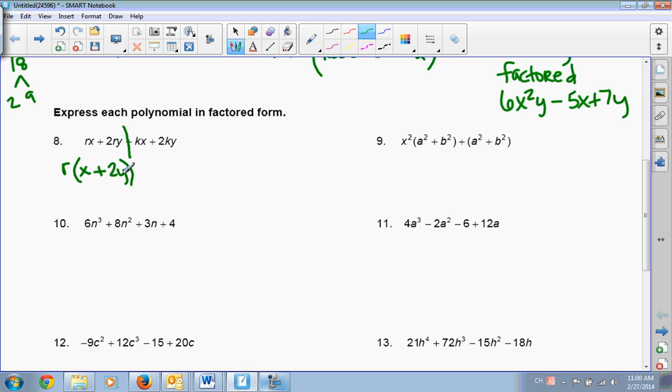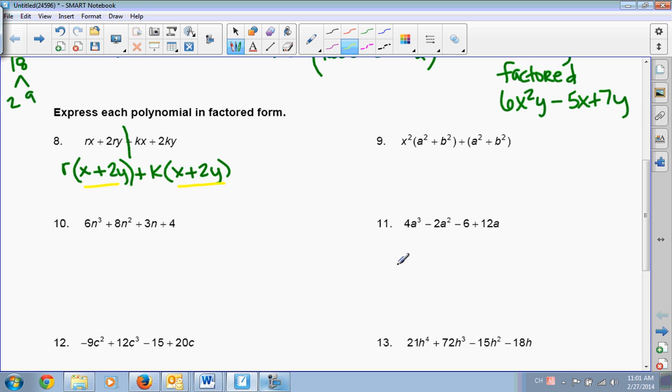We're grouping the front. We factored the front 2. Plus, now we're going to group the back 2 terms. What do kx and 2ky have in common? They have a k. So pull out the k. And what's left over? x plus 2y. Ding, ding, ding. You should notice something. You should notice the parentheses match. This is a good thing.